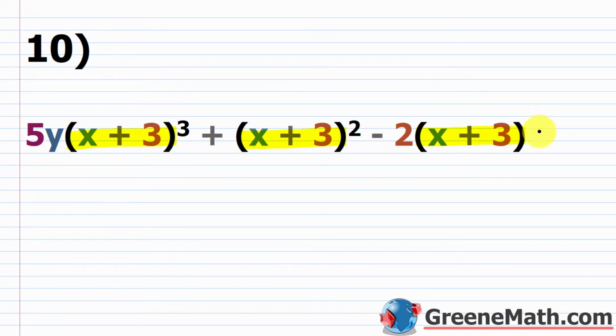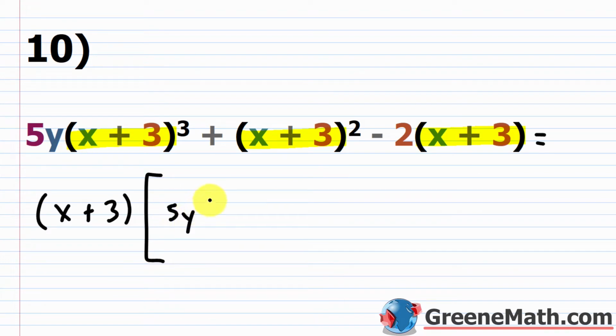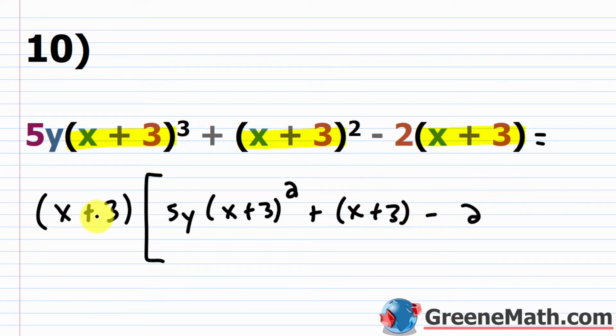So I just want to pull out one factor. So let me pull out x plus 3, this quantity. What's going to be left inside? I'm going to have 5y times the quantity x plus 3. Now it would be squared because I pulled out one of them. Then plus, you would have x plus 3. This would be to the first power because I pulled out 1. And then minus 2 because this is going to be gone. This divided by this would be 1. Okay, let me close this down.